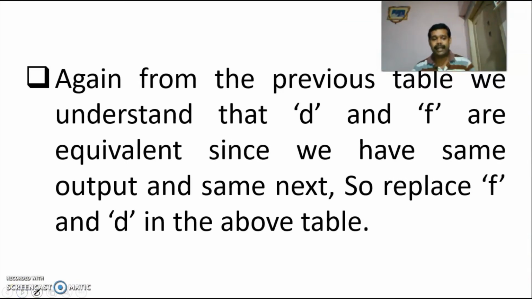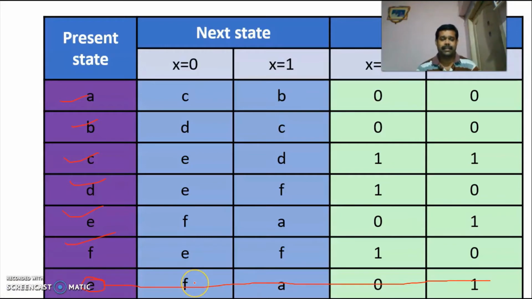Next, again we are checking for equivalent states. So you neglect this E state. Similarly, wherever you are having G, you have to cut it and put it as E. In whichever places you are having G, you have to cut it and make it as E. Now again we are checking for equivalent states.